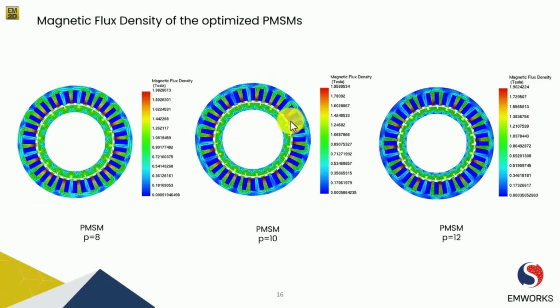referring to its contour lines, and you can see the flux lines have increased as the number of poles has increased because we have more magnets, which have north and south poles alternately arranged.